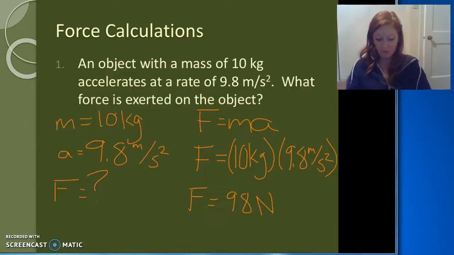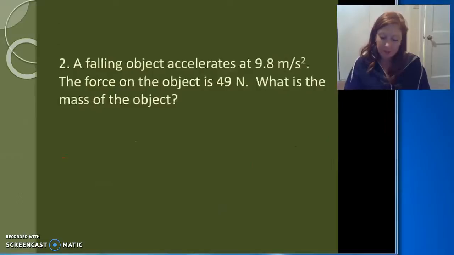So you're going to have to start really memorizing these units. So we have a force of 98 newtons on this object. So let's try one that's a little bit different. And remember, you can pause the video anywhere and copy this stuff down.